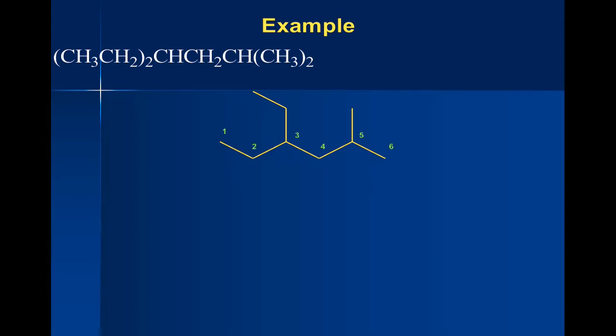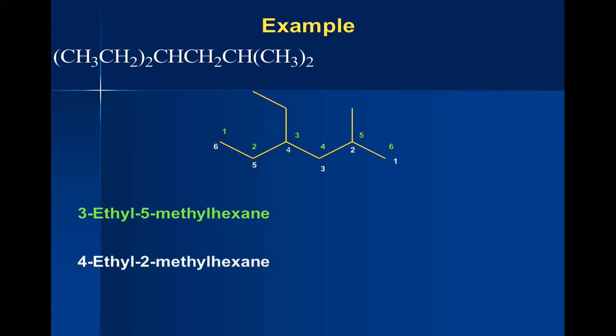I can either number the green way or I can number the white way. And they're not equivalent. Which one are we going to use? The white. Okay? But if I name it based on the green, I would end up with a name of 3-ethyl 5-methylhexane. If I named it based on the white structure, or numbering system, I would get 4-ethyl 2-methylhexane.